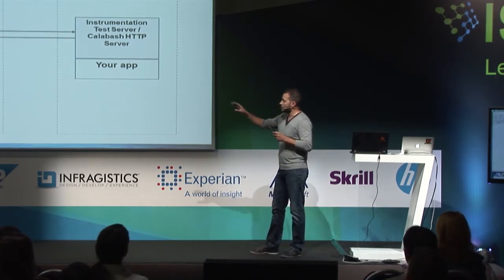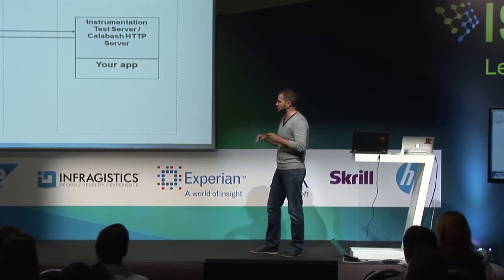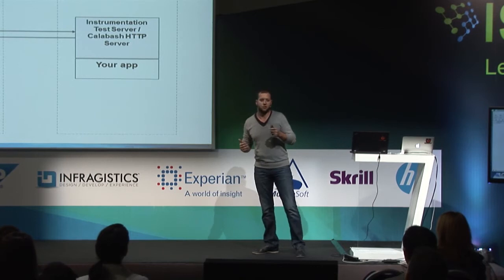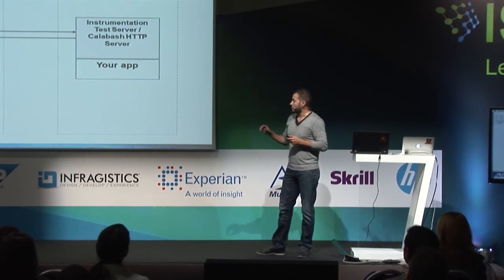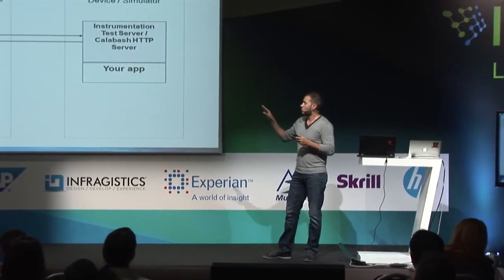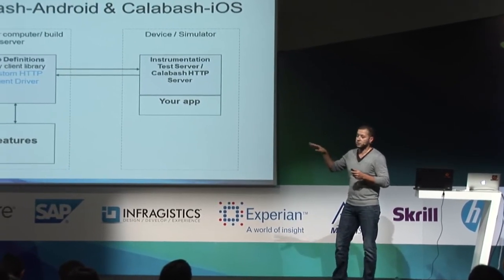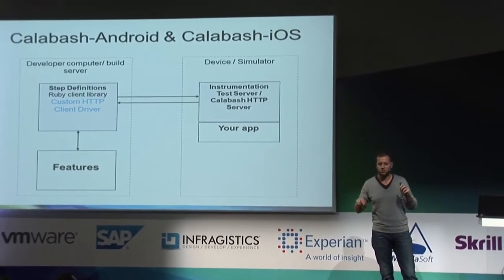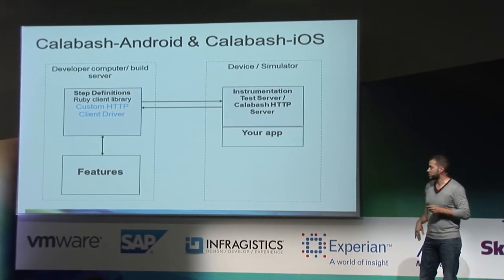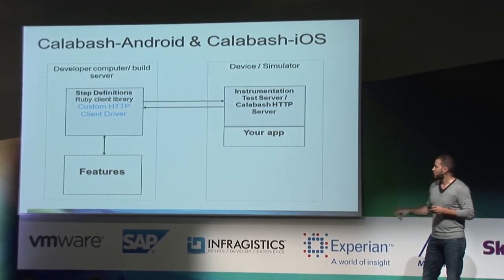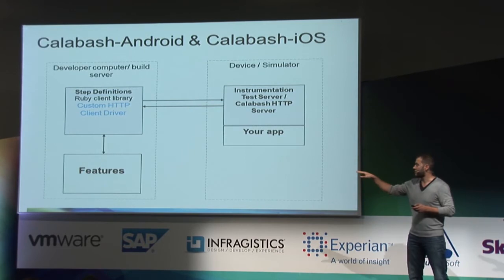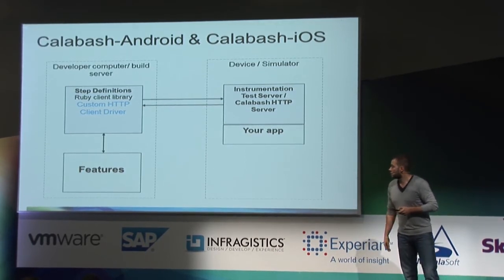On the other hand, you have some development computer or build server, you know? It doesn't have to be a developer machine. And you have your step definitions. You have the Ruby client library if you are using vanilla Calabash, but in my case, I don't have that. I just have a custom HTTP client for iOS and for Android. And then I have my features, okay?